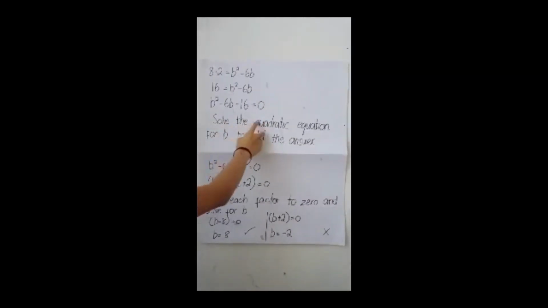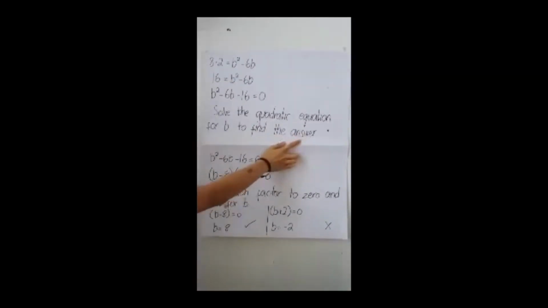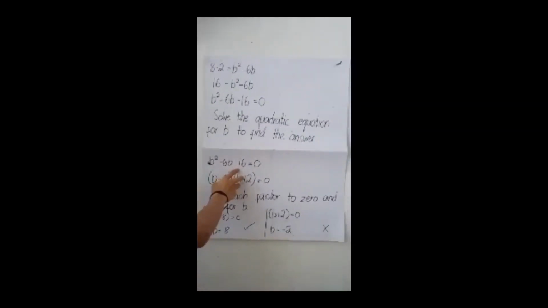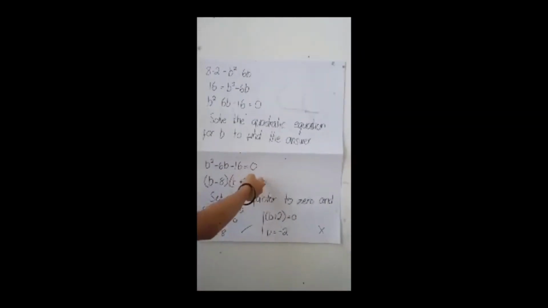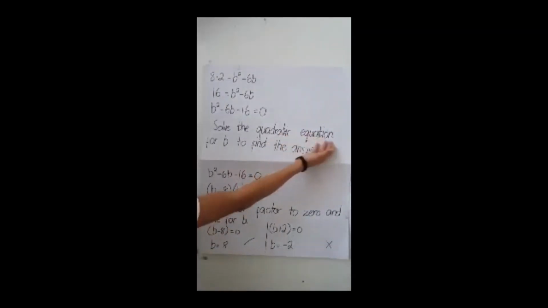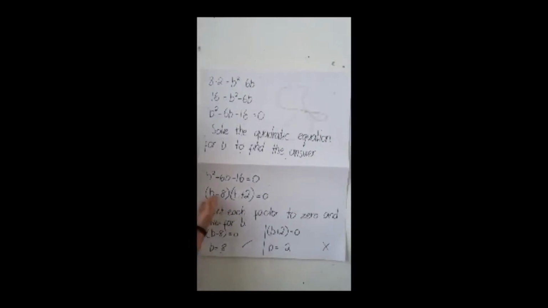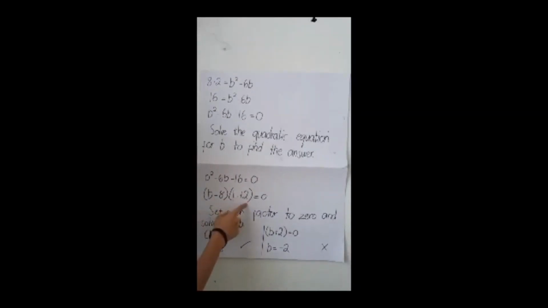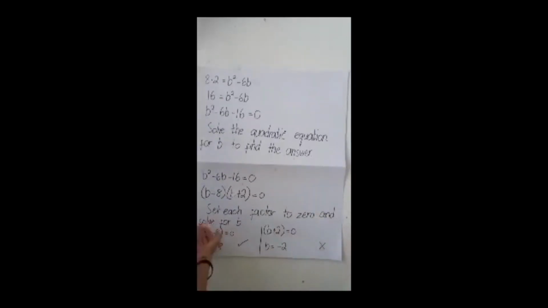Solve the quadratic equation for B to find the answer. B squared minus 6B minus 16 equals 0. So now, we need to factor out the quadratic equation, which is B minus 8 and B plus 2 equals 0. Set each factor to 0 and solve for B.